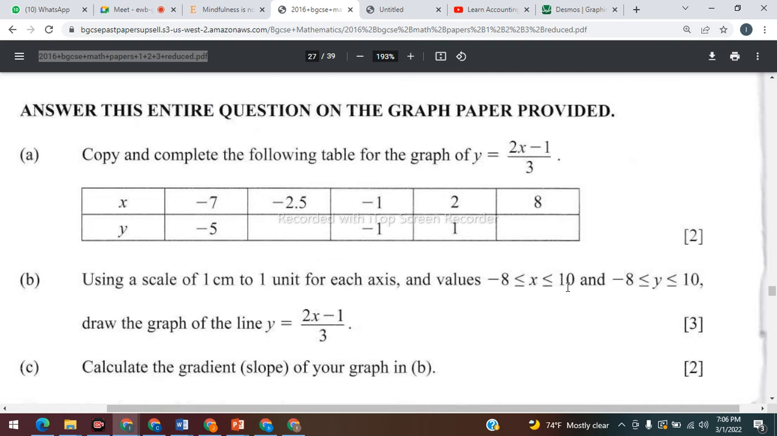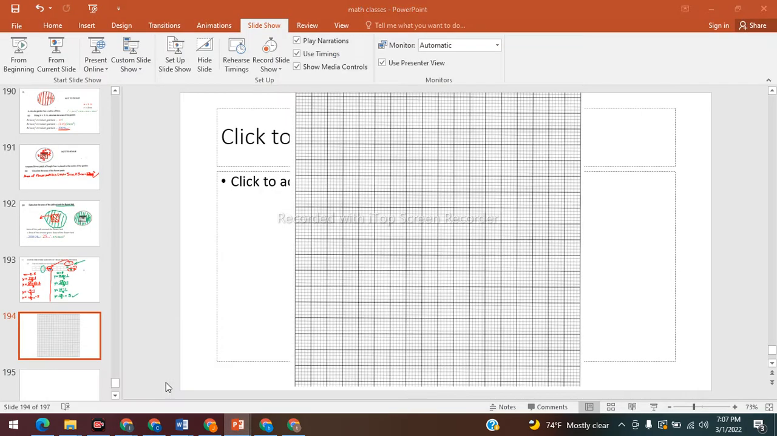So how many spaces would we need for that? 10 minus -8. It's going to be 18 spaces. Yeah, 18. 10 minus -8, the negative and the negative is going to be positive, 18. So let's see.